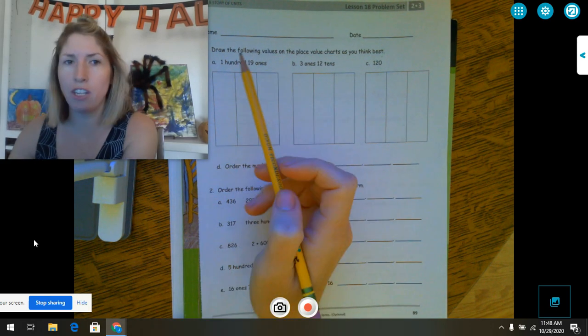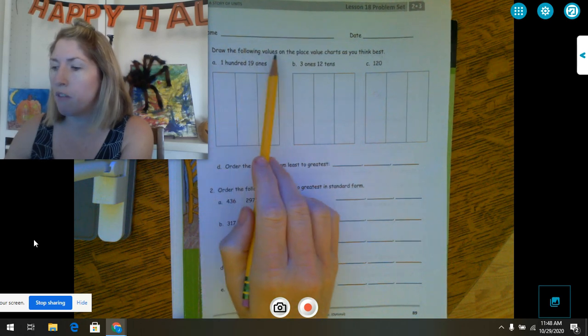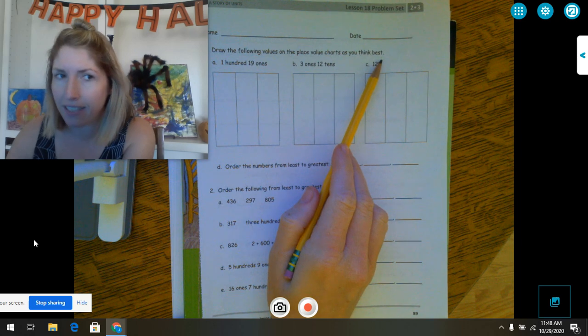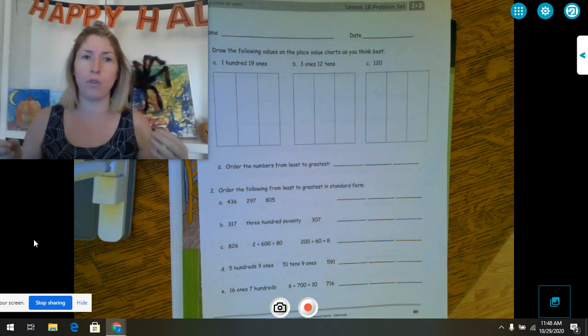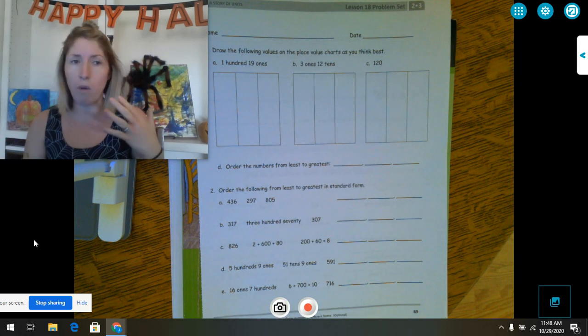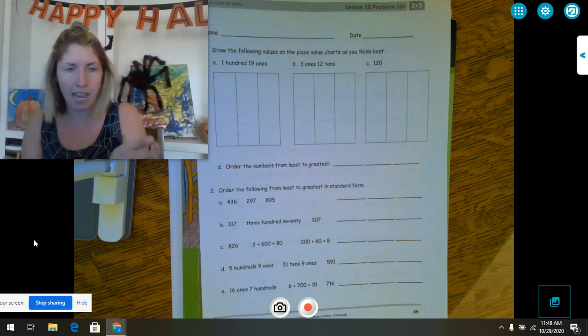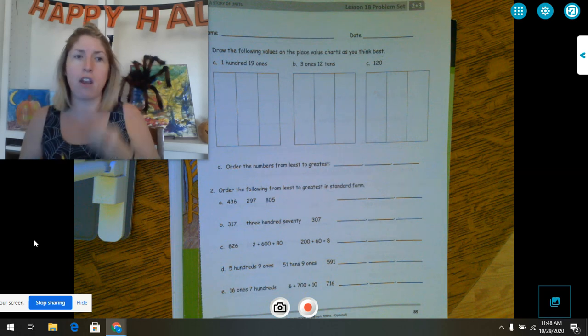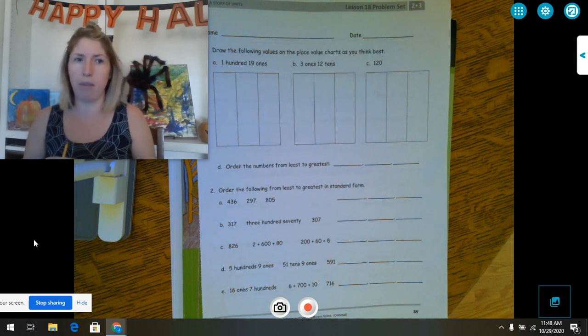Okay, our directions today, because we always read the directions before we start just doing stuff on our paper. Our directions say, draw the following values on the place value chart as you think best. So when we were doing this before, it told us we had to use a certain thing like tens and ones or draw this number using only tens. Today we get to do it however we think best. So we're going to look at the number and figure out how we think would be the best way to draw it on the place value chart.